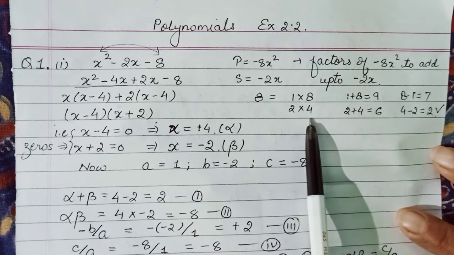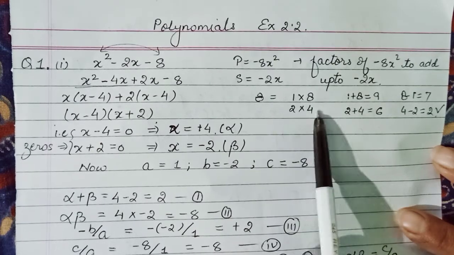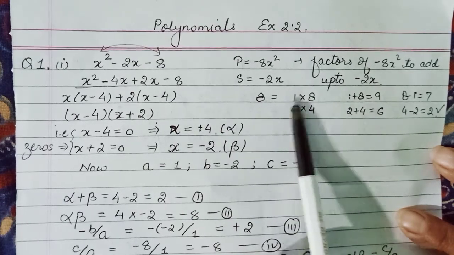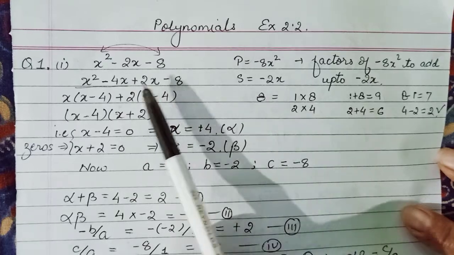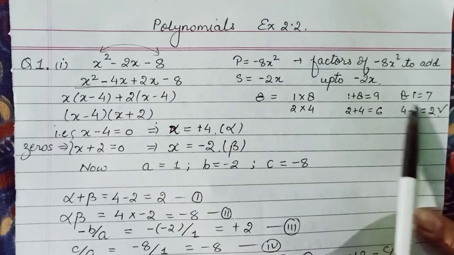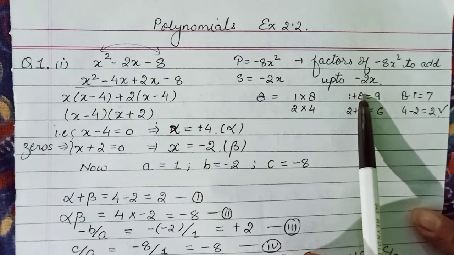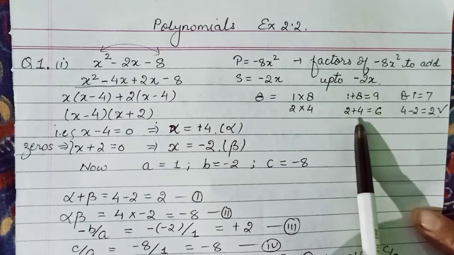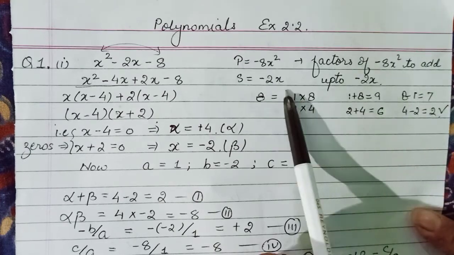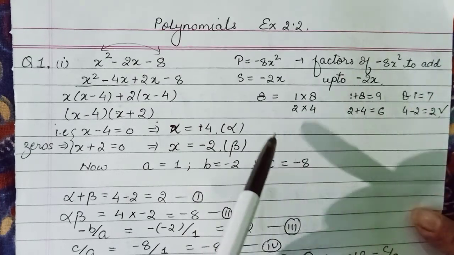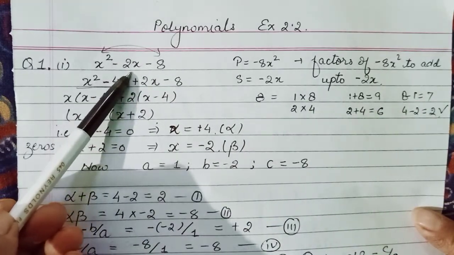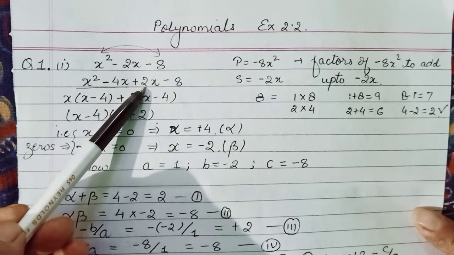3 into nothing is 8, and then 4 into, so these repeat. So these will be all possible factors. Now once you add and once you find the difference, check when you would get a 2. Like 8 plus 1 is giving you 9, 8 minus 1 is giving you 7, so this one will not work. Then 2 plus 4 is giving you 6, but the difference is 2, which was required as a sum. So we will choose this as the combination of the factors.